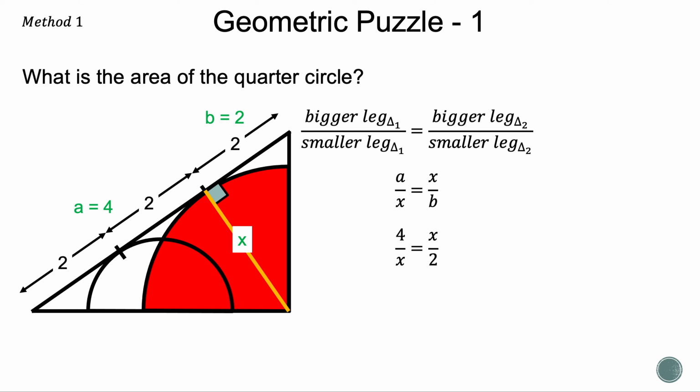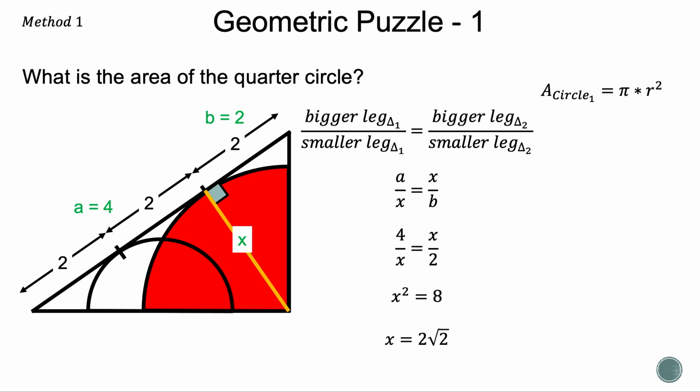Now let's substitute the numbers. And now we have 4 over x, which is equal to x over 2. Let's cross multiply. And now we have x squared is equal to 8. Let's solve for x. X is equal to 2 square root of 2. What does x also represent? Let's take a look at that circle.